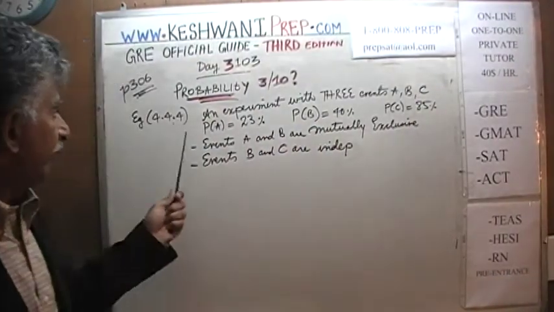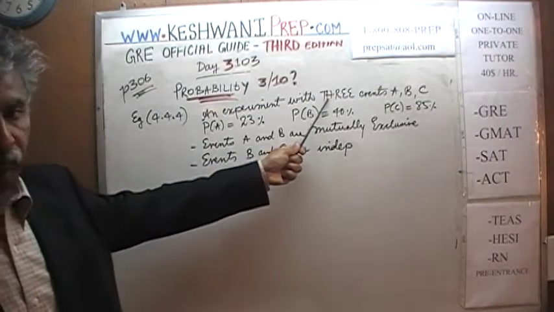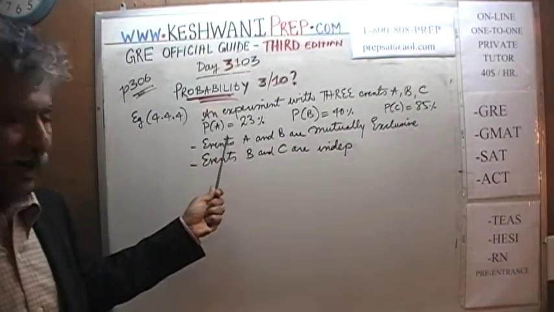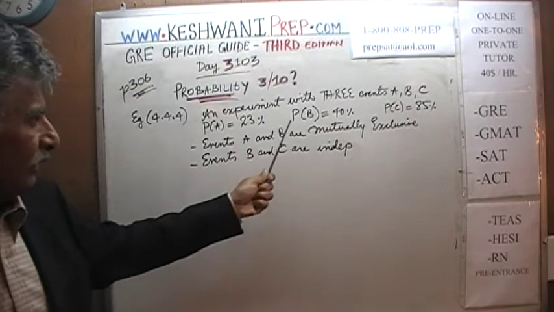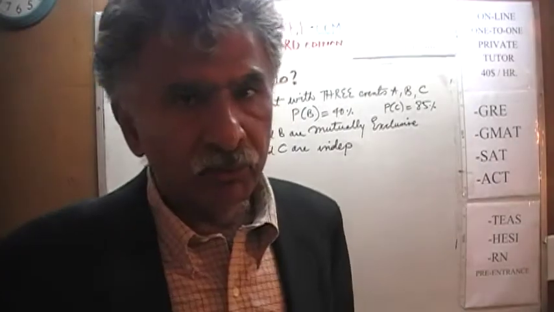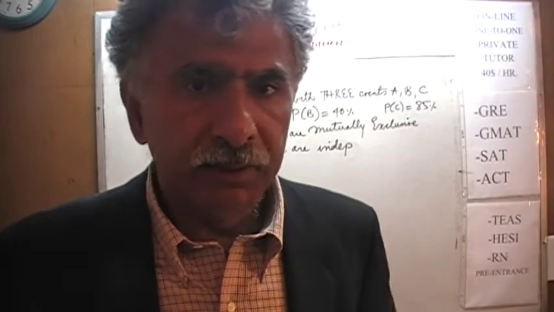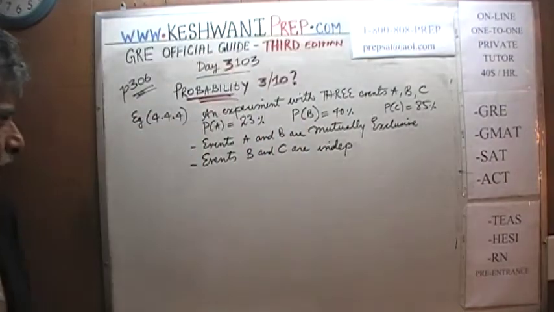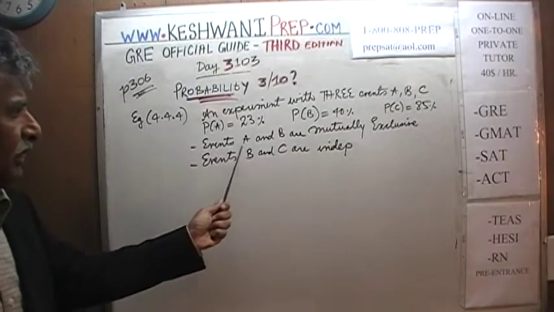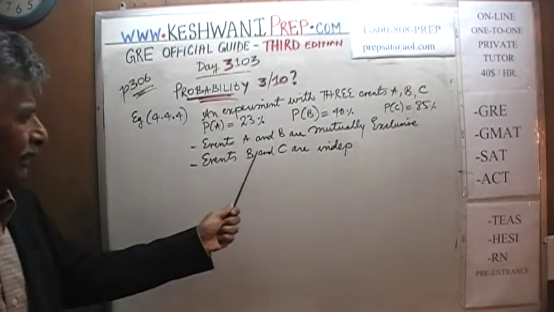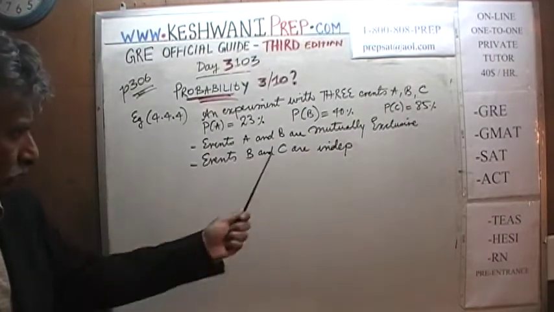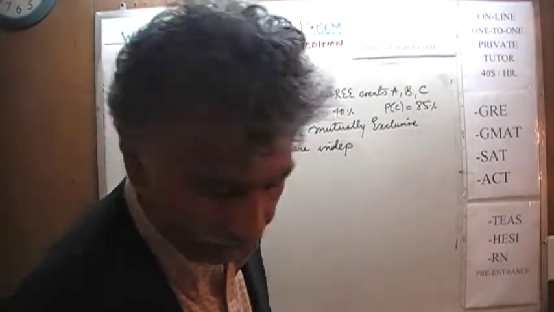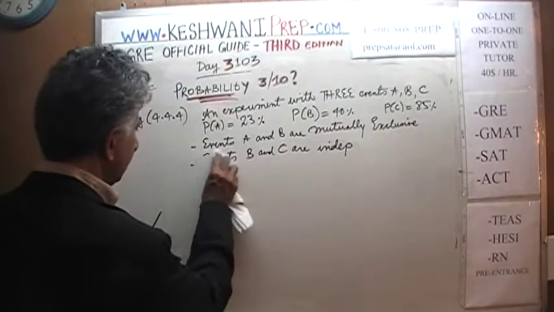We are told that we have an experiment with three different events, A, B, and C. We're given the odds of the three events. The odds that A will happen is 23%. The odds that event B will happen is 40%. And the probability that event C will take place is 85%. We are further told that A and B are mutually exclusive, and B and C are independent. We'll worry about what these two mean and how they come into play in a second. Let's look at the first question.